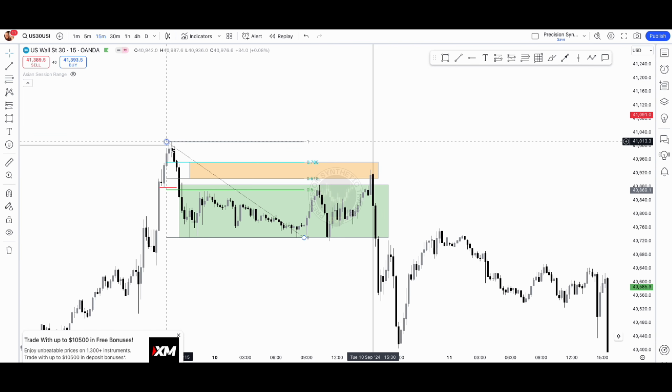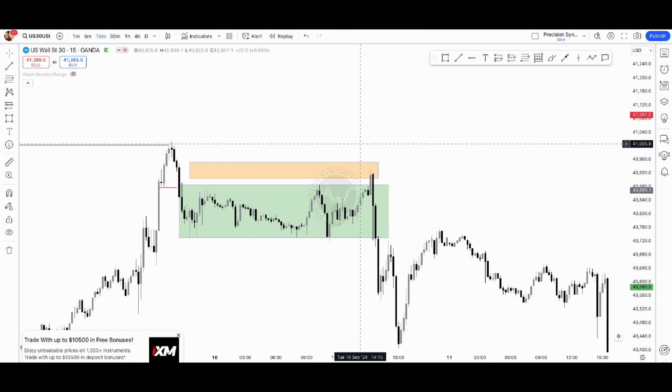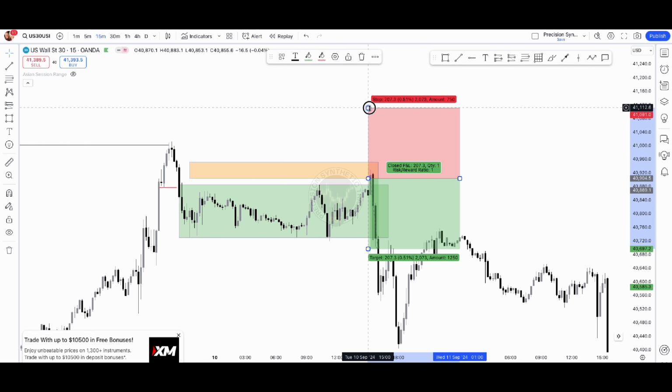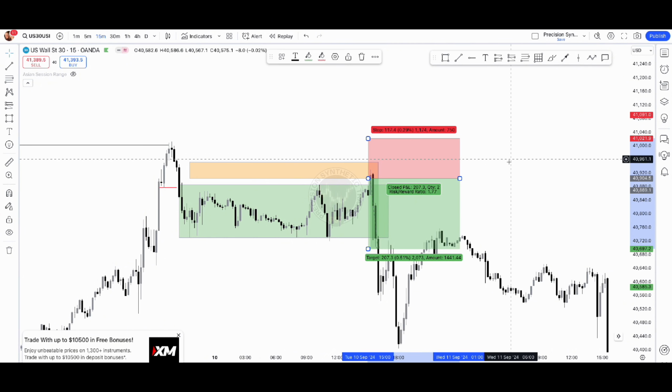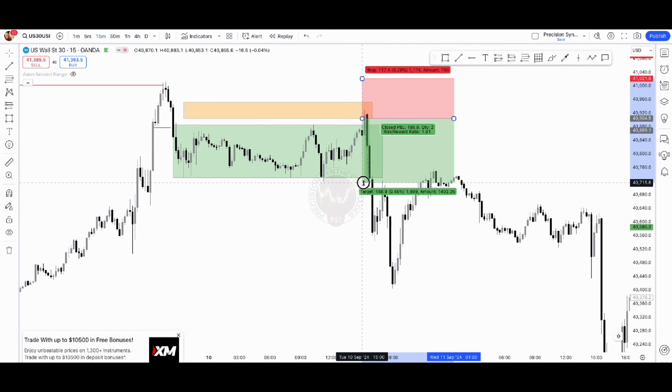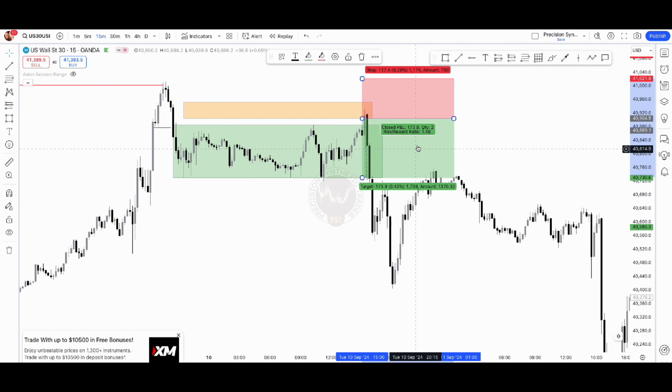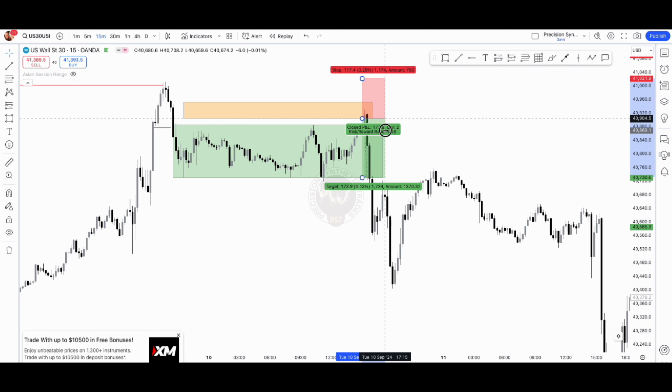And look what happens. Literally New York open, 3:30. Price accumulated, manipulated, distributed. So you can enter there, put your stops right there, and then you can target the bottom of this box. That's a 1.5 risk reward trade.